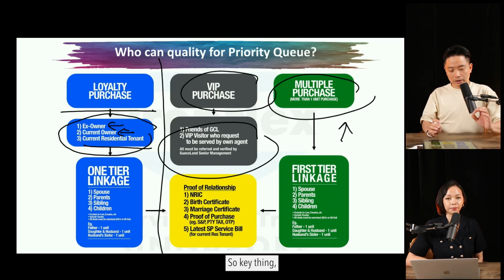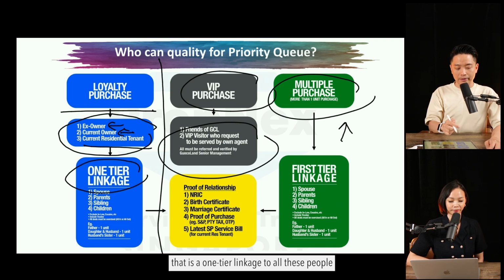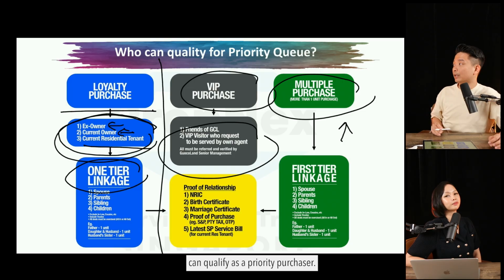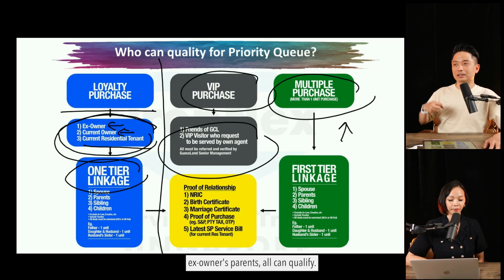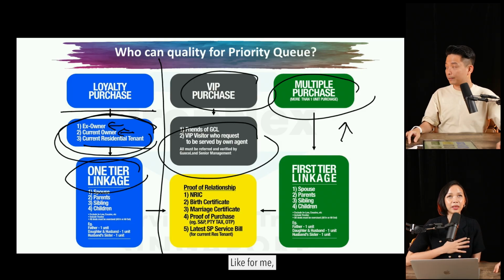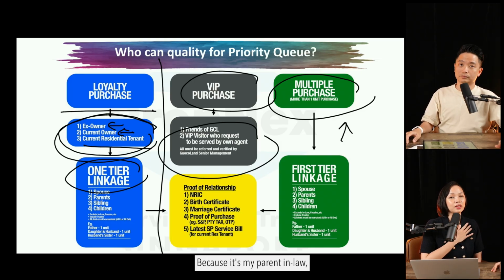So key thing, the one-tier linkage, which means that anybody that is a one-tier linkage to all these people can qualify as a priority purchaser. Which means that ex-owner's son, ex-owner's parents all can qualify. Like for me, if my parents-in-law actually owned their development before, I don't qualify because it's my parents-in-law.